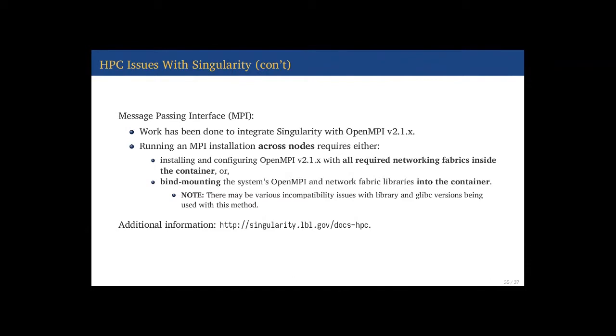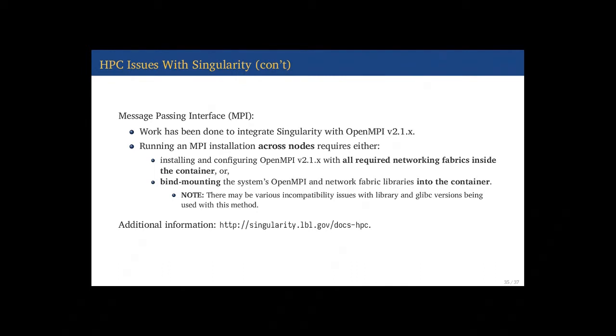Version 2.1 is a little more flexible. They've intentionally worked with OpenMPI to design things to work, which is wonderful. The only thing you have to do with version 2.1x versions of MPI is to make sure you have all the required networking fabrics installed inside your container. If you do, then stuff will work. And this is for going across nodes.